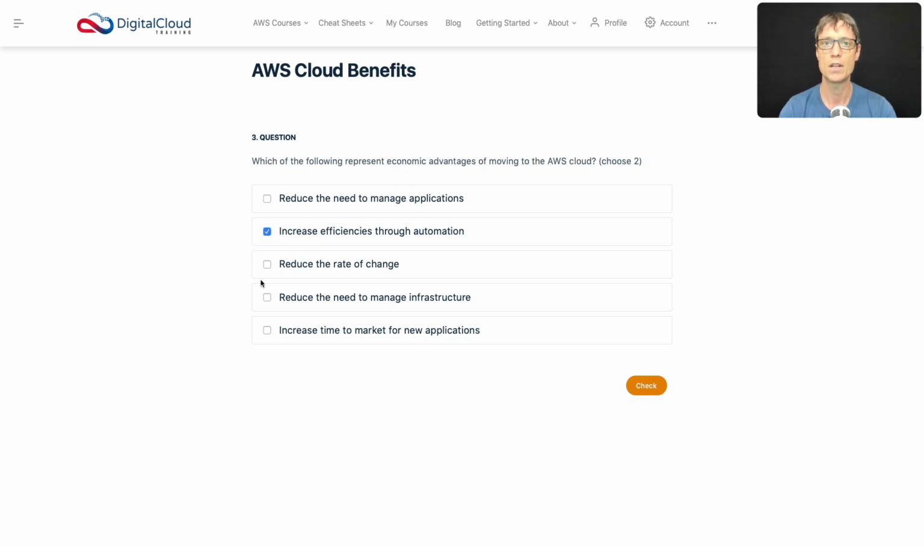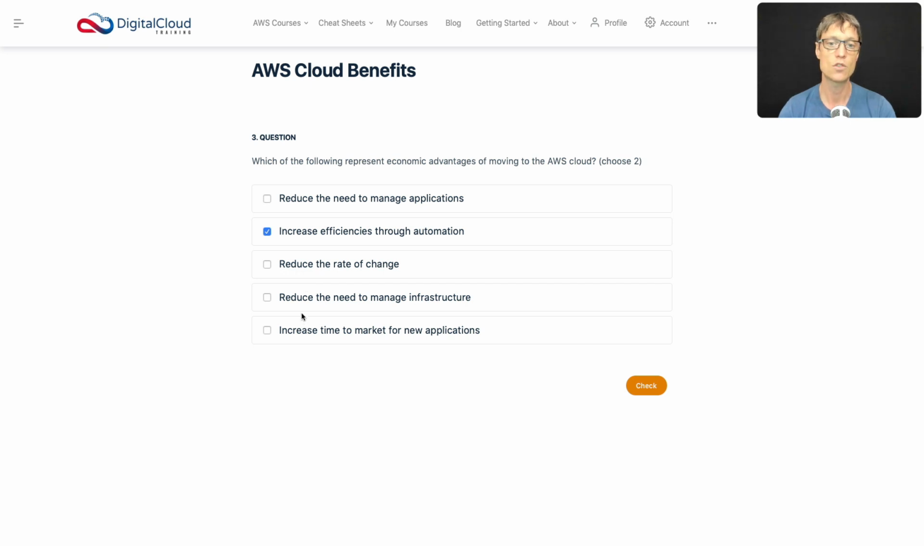What about reducing the rate of change? You don't really reduce the rate of change in the cloud. If anything, sometimes you increase it because people leverage DevOps and agile delivery methods where they can release their applications faster and keep iterating. So it wouldn't reduce the rate of change moving to the cloud.